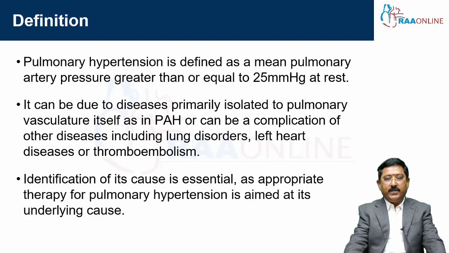Pulmonary hypertension is defined as a mean pulmonary artery pressure greater than or equal to 25 millimeters of mercury at rest. It can be due to diseases primarily isolated to the pulmonary vasculature itself, as you see in idiopathic pulmonary arterial hypertension, or it can be a complication of a lung disease, most commonly an interstitial lung disease like IPF, idiopathic pulmonary fibrosis, or any disease causing chronic destruction of the lung, such as pulmonary tuberculosis.